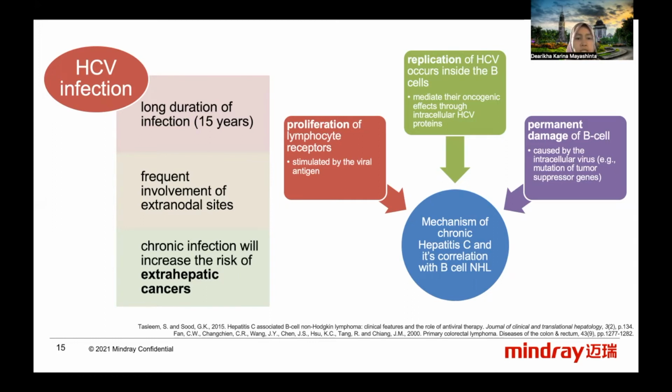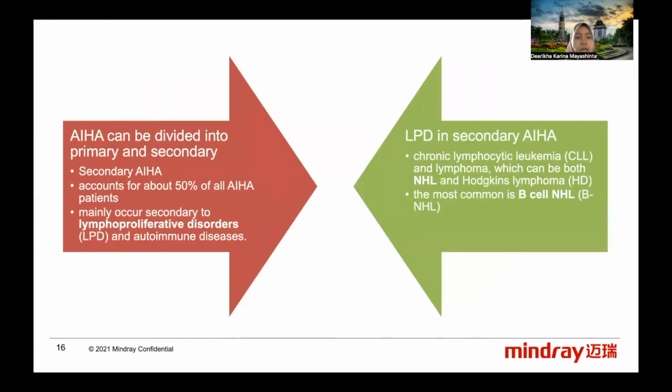There are three possible theories that might explain the process of hepatitis C virus transformation and its correlation with B-cell non-Hodgkin lymphoma. The first one is proliferation of lymphocyte receptor. The second one is replication of HCV inside the B-cell, and the last one is permanent damage of B-cell caused by the intracellular virus.